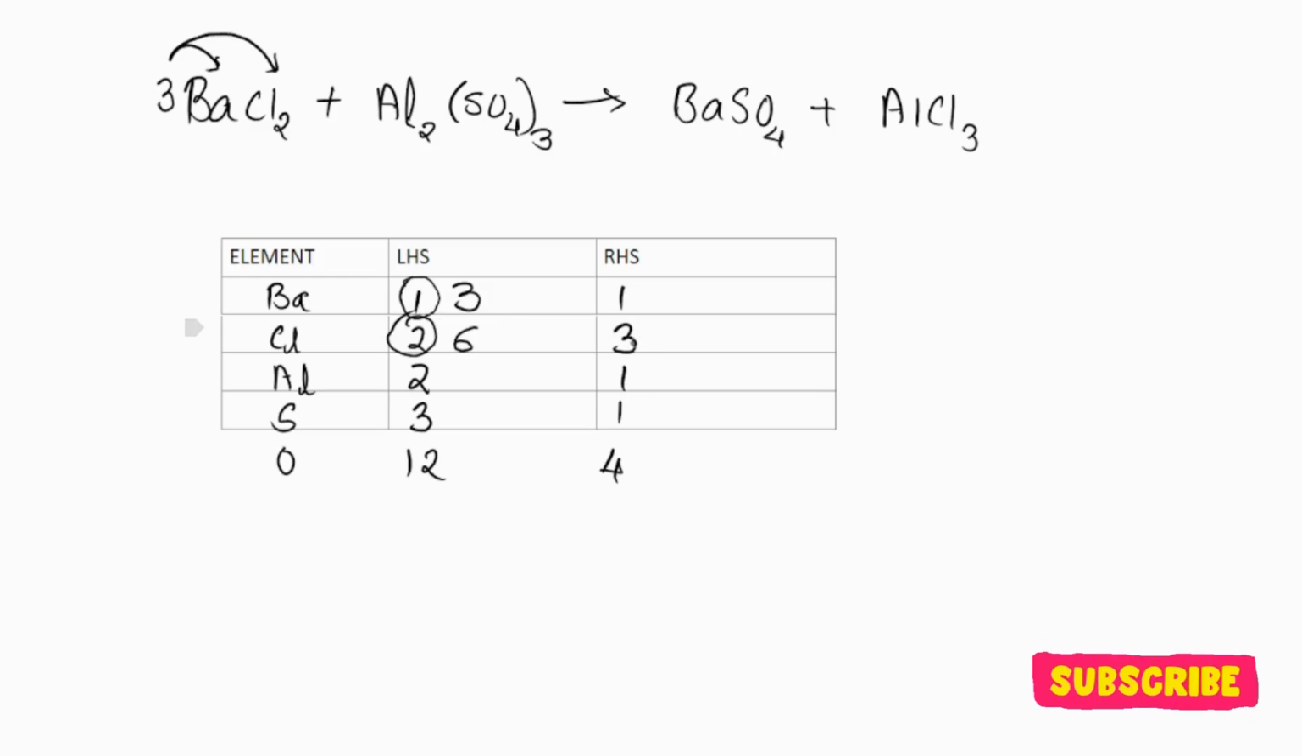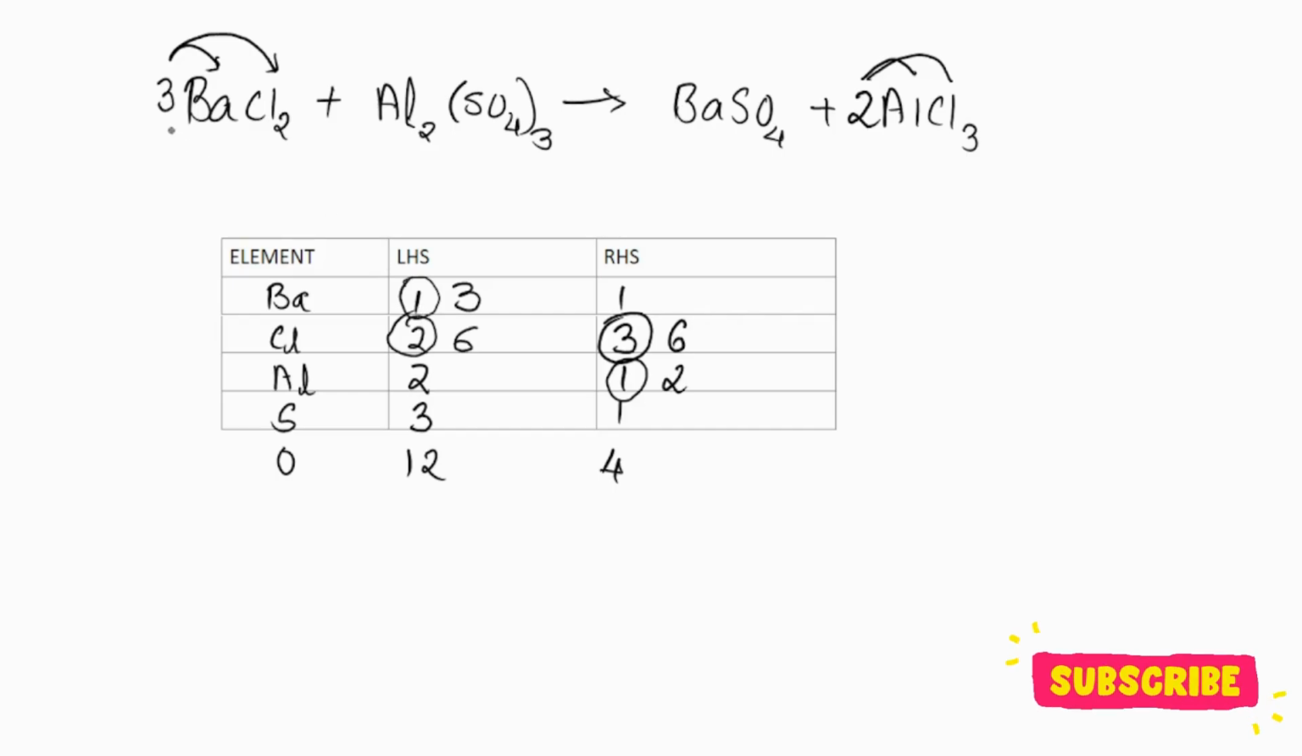Now let's come on right hand side. Here it is 3, so 3 2s will be 6. So in front of aluminium chloride, I need to put 2. I put 2 here, and chlorine becomes 6. This 2 applies for both, so now aluminium becomes 2.